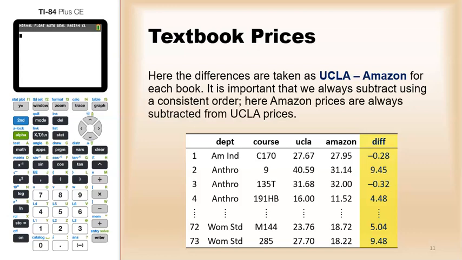It really doesn't matter the order. If you want to do Amazon minus UCLA or UCLA minus Amazon, you'll get the same conclusion at the end. What is important is you do the same order every time, so you're always subtracting in a consistent order. So in this case, Amazon prices are always being subtracted from UCLA. If you'd rather have done it reversed, that's perfectly fine. Again, it won't change the final conclusions. What is important is that these are consistent.